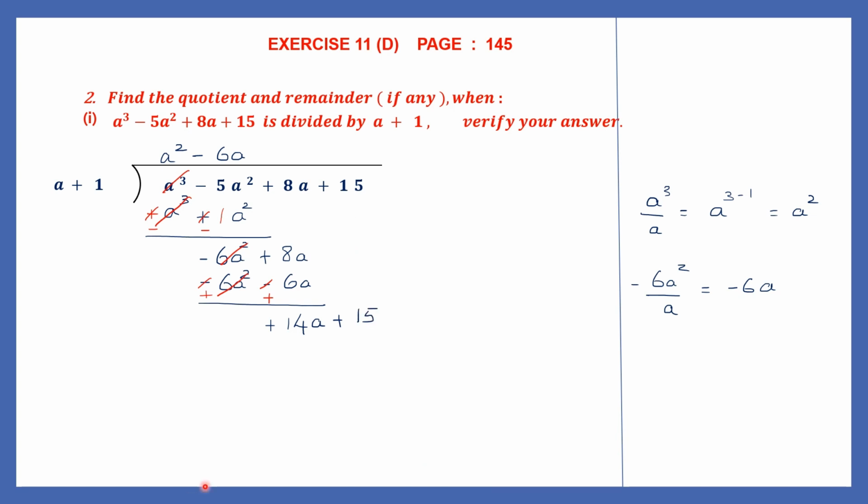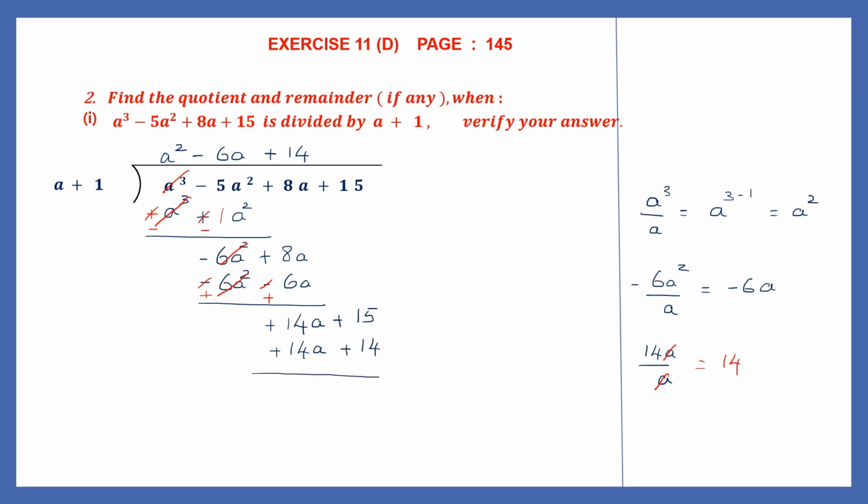Now again take the first term of the dividend divided by the first term of the divisor. So we have plus 14a divided by a. So here the a and the a get cancelled. So what do we have here? We have 14. So write that in your quotient. So that is plus 14. Now multiply 14 into a. 14 into a is 14a. So that is plus 14a. Then we have 14 into 1 is 14. So that is plus 14.